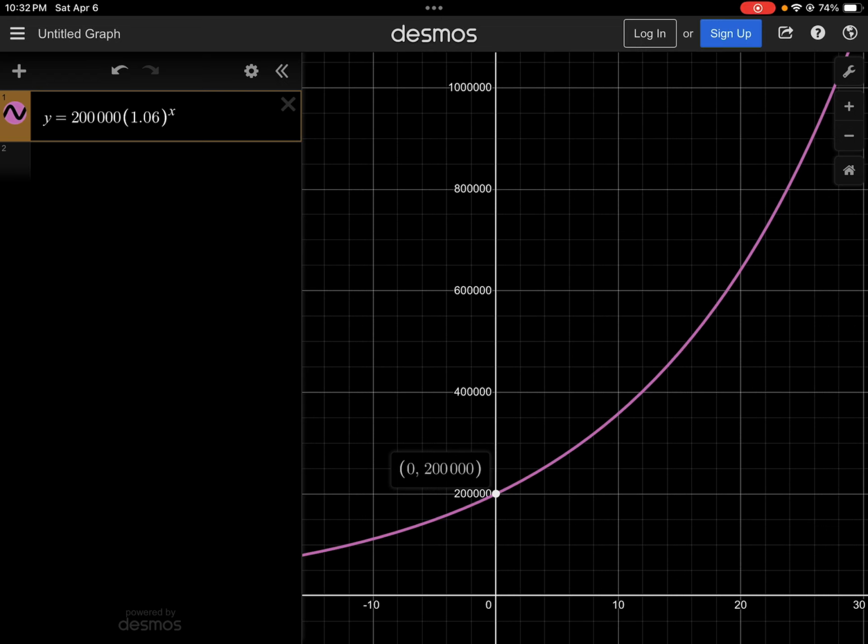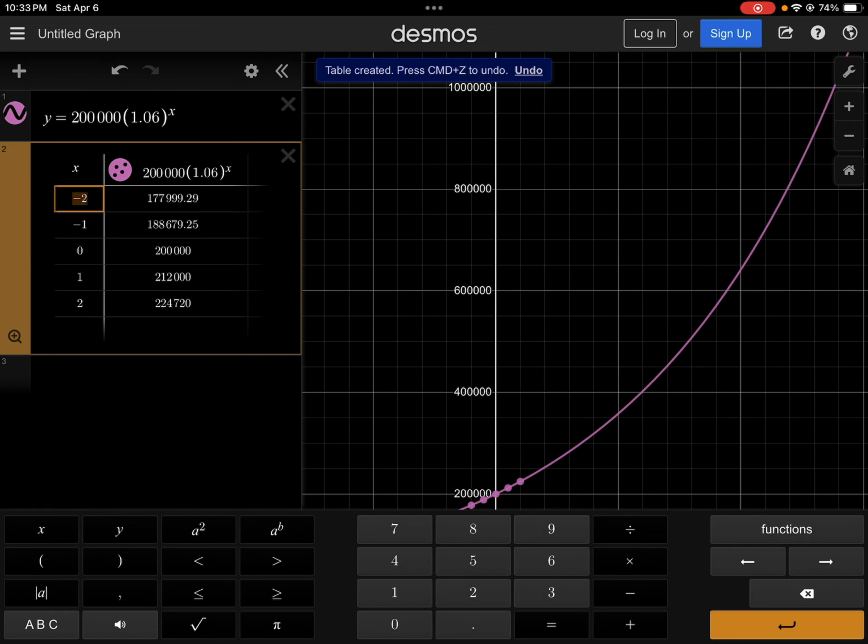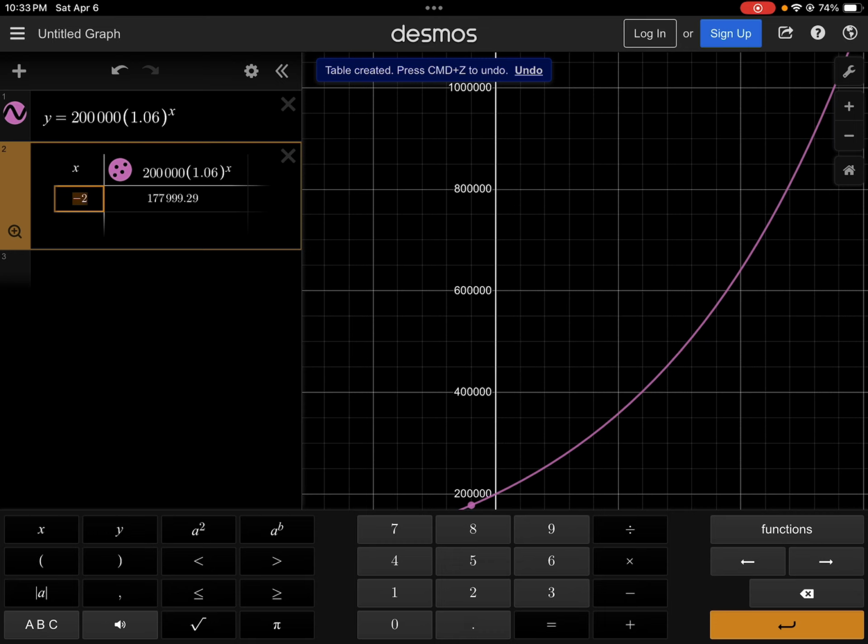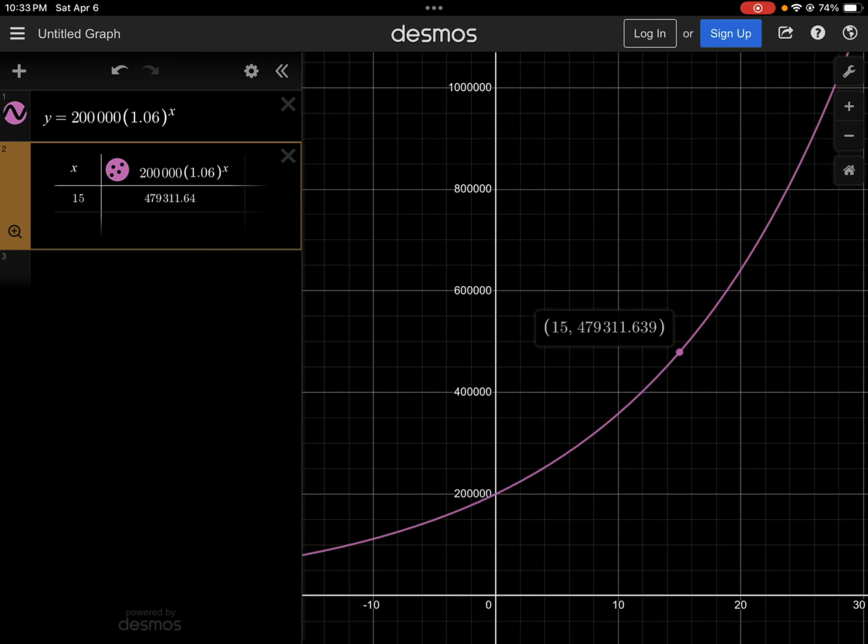How do I do that? Well, one way is to create a table. Let's eliminate all the points because I only need really one point. And that point is the 15. Is it close to 500,000? Yes, it's 479. Where is it? It's right there. It's in the screen. Okay, so that looks like I'm good.